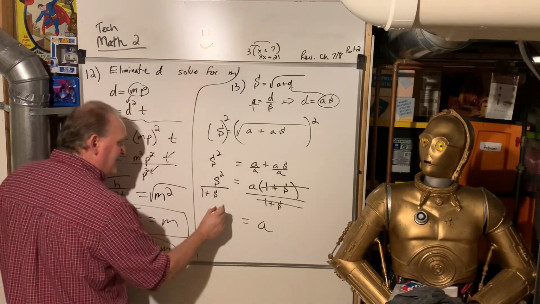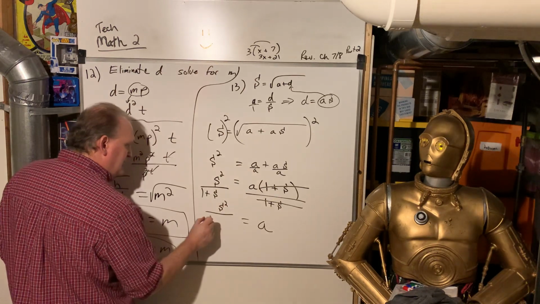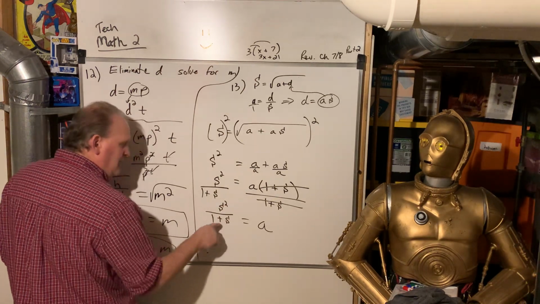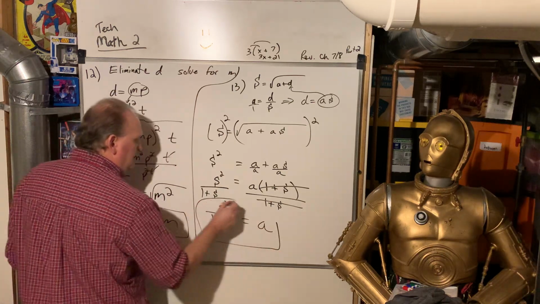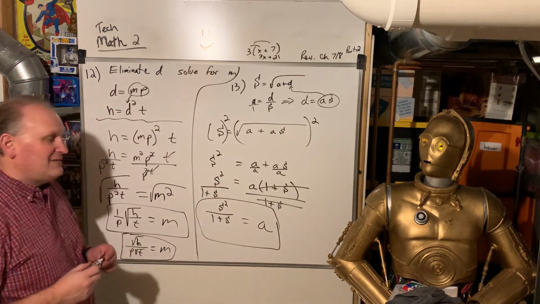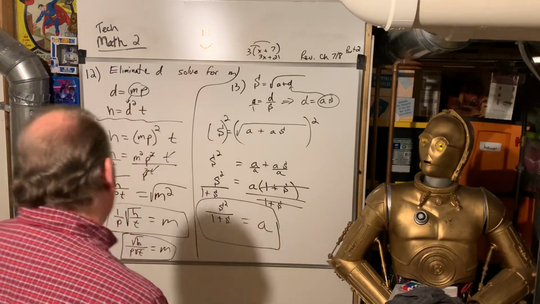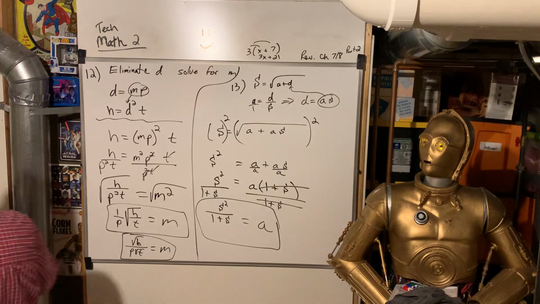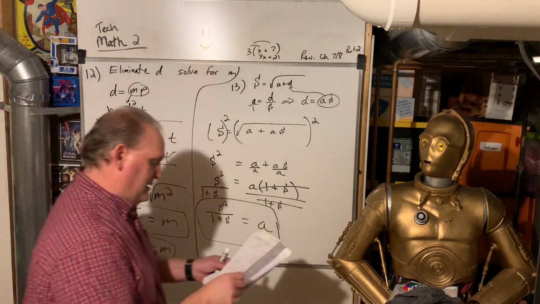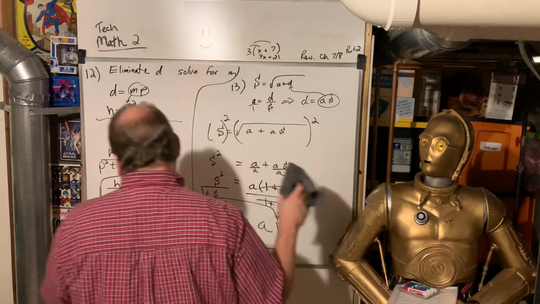You cannot cancel anything because this is add and subtract. You can only cancel those if it was being multiplied. It's not being multiplied. So that's where the show stops. It is a very common error. So make sure not to do that, to cancel when you can't cancel. Okay, let's keep going.